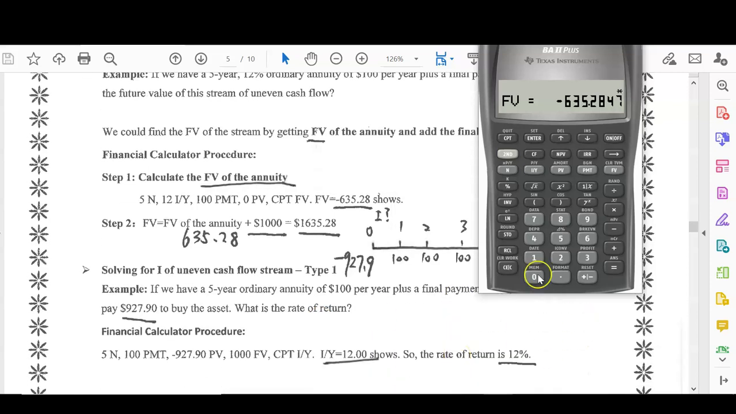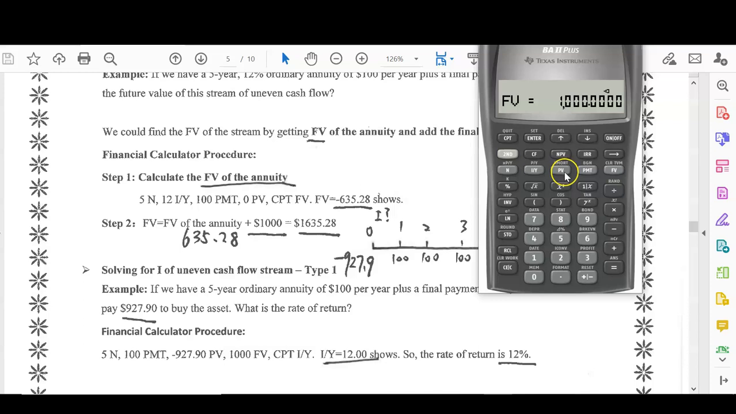So we need to input 5 as N. Okay, we're looking for I, but this time we know the present value is 927.9. We know, but we have to make this negative 927.9, meaning we're paying this much today as present value. So in the future, we can have 500s coming in at the end of each year. And we have a final lump sum, 1,000 future value to come in as well.